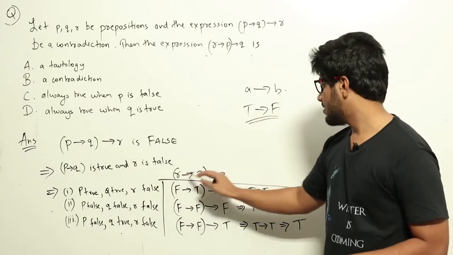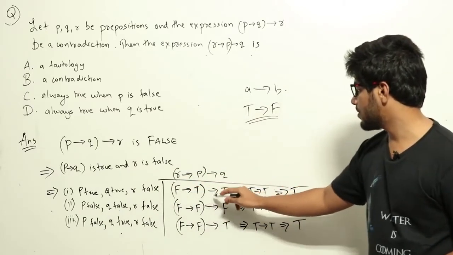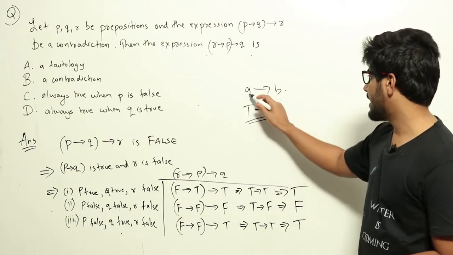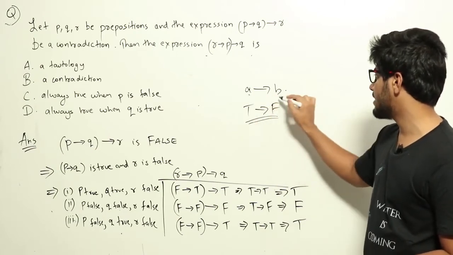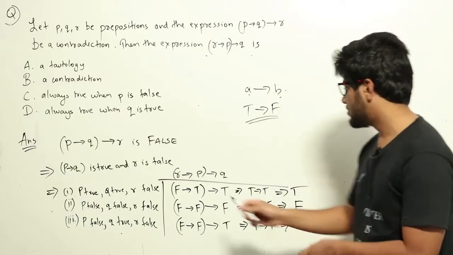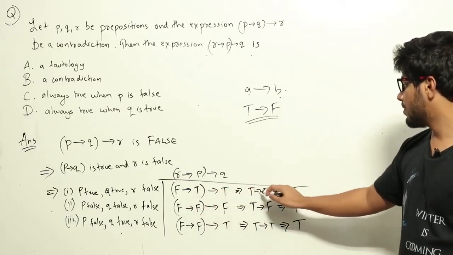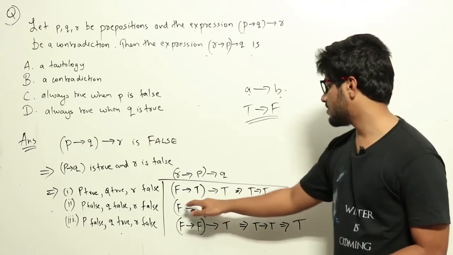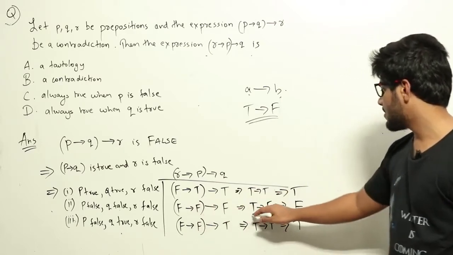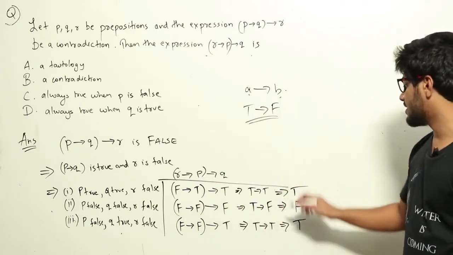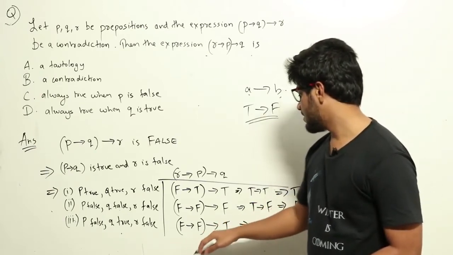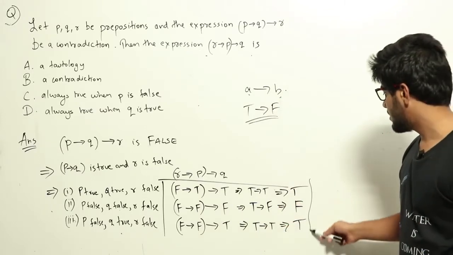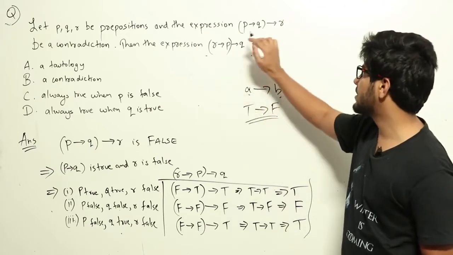So P, Q, R, for each of these, the values I have written here. For the first case, this expression will evaluate to false implies true implies true. Now false implies true, that is true only. As I said here, A implies B is false only when this becomes true and this becomes false. So false implies true evaluates to true implies true, that is true only. Now false implies false is also true. Now this becomes true implies false. Now that is false, like I have written here. False implies true becomes true implies true. Now that's also true. So these are the possibilities for this expression, given that this is a contradiction.